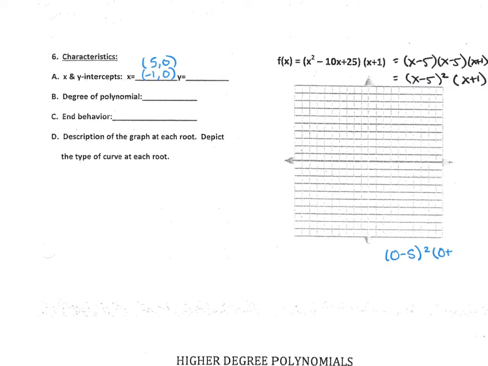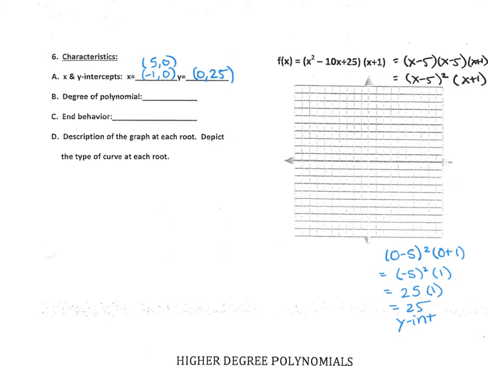Here we go, 0 minus 5 squared times 0 plus 1. This is going to be a negative 5 squared times a positive 1. Do not forget that squared. But we end up with 25, not negative 25, 25 times 1, or 25. And again, this is for our y-intercept. So we're going to write this as 0, 25.